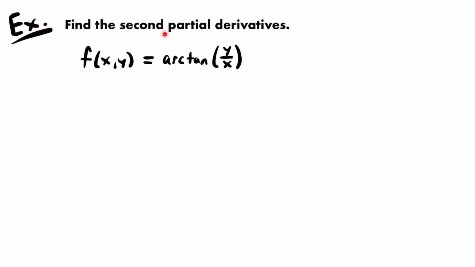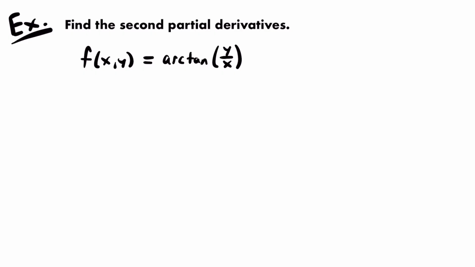Next up, we want to find the second partial derivatives of this multivariable function. We have f of x y is equal to arctangent of y divided by x. And arctangent, of course, is the inverse tangent function. So you could also read this as inverse tangent of y divided by x. Okay, so the first thing we want to do here is find the first partial derivatives. That way we can use those to find the second partial derivatives.